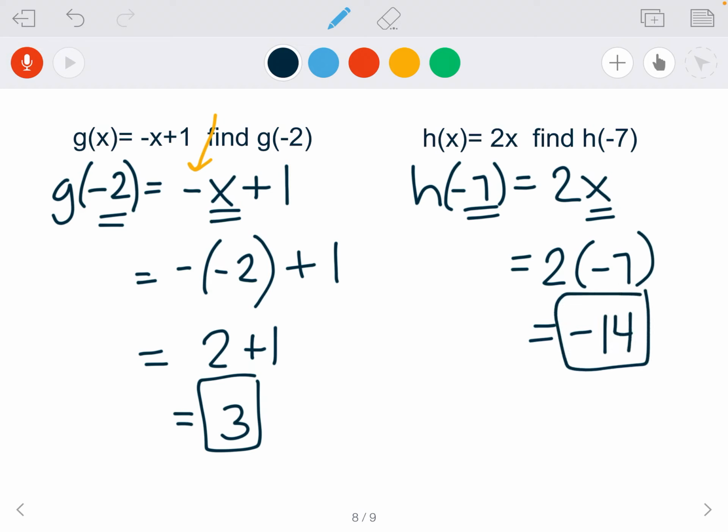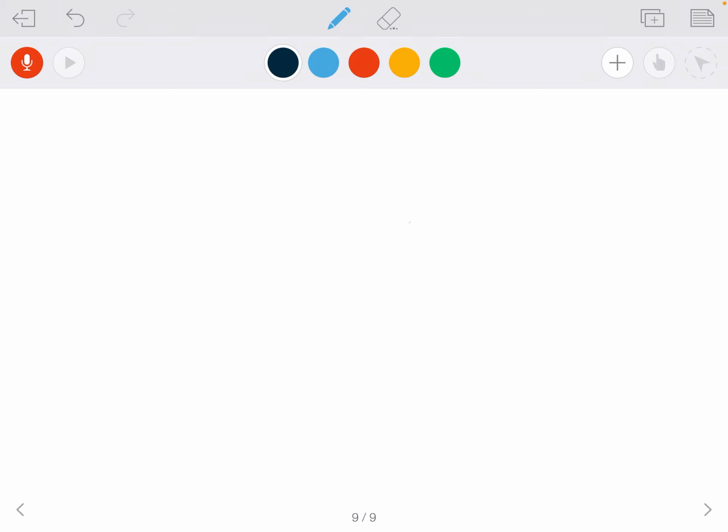All right, and I have one more to show you. What if, and I have to write this one, what if you have more than one x? So for example, j of x equals x squared plus 3x.